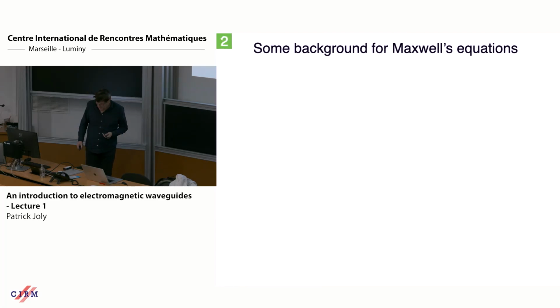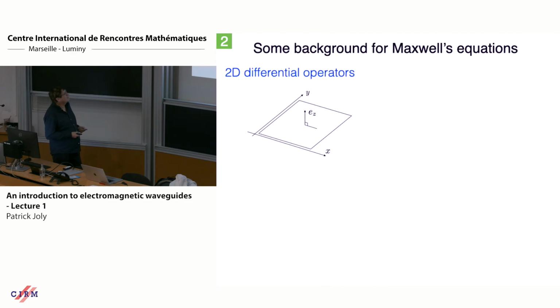So, second part of my talk, I attack Maxwell's equations. I have chosen to take time to give some background. So I recall that x and y are the transverse variables, ez is normal to this plane. And if you consider a vector field which is in the tangent plane, I recall that taking the cross product with ez corresponds to simply rotating the field in this plane.